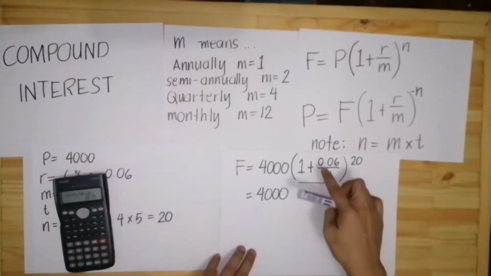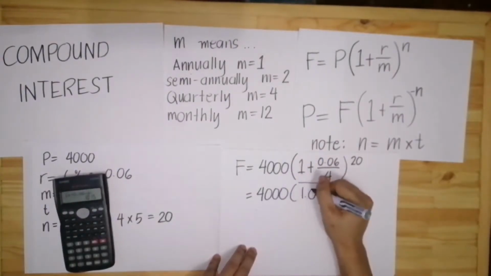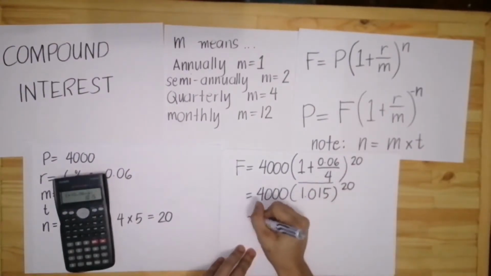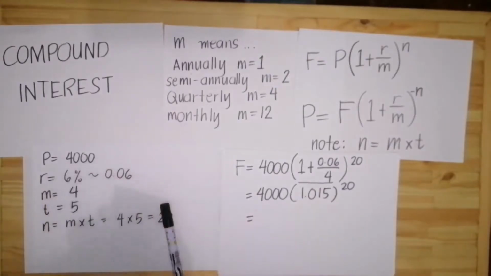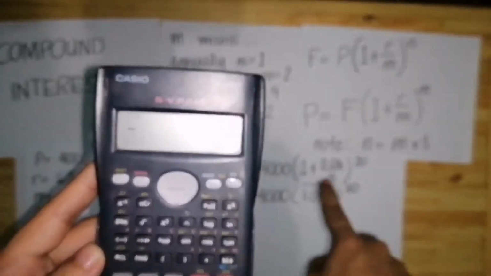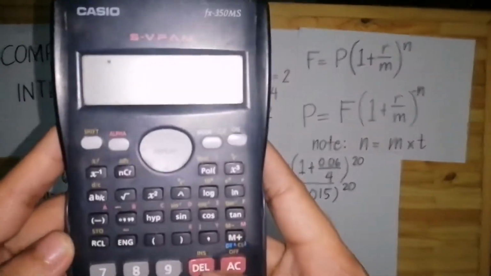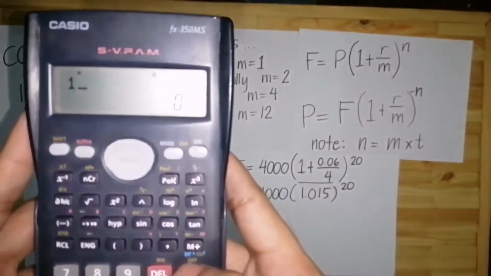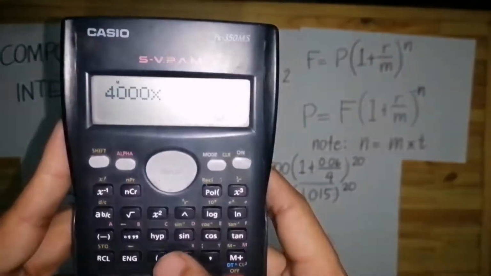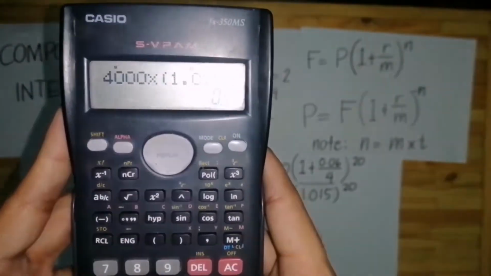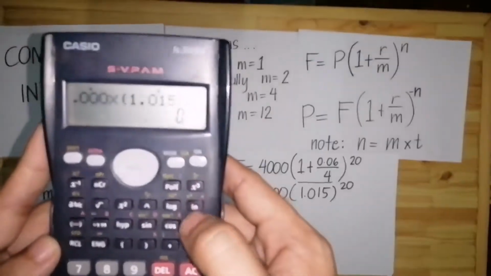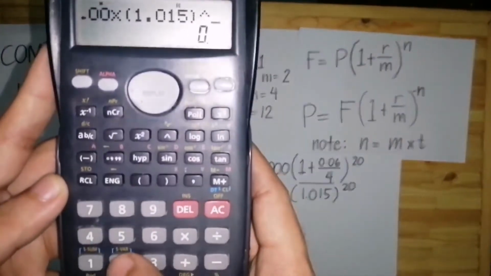So lagay natin, nasa loob ng parenthesis ay 1.015 raised to 20. So yan, pwede mo na i-press yan ng isahan lang sa calculator mo. So lagay natin, that is 4,000. So lagay natin dito 4,000 times parenthesis natin 1.015 close parenthesis raised to 20. Ito yung raised natin, raised to 20.